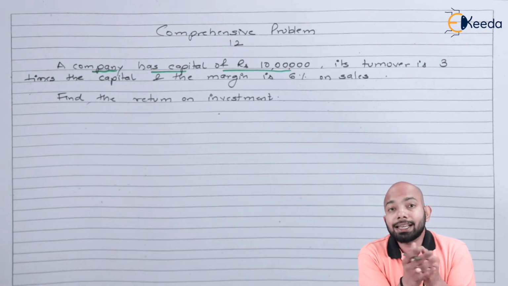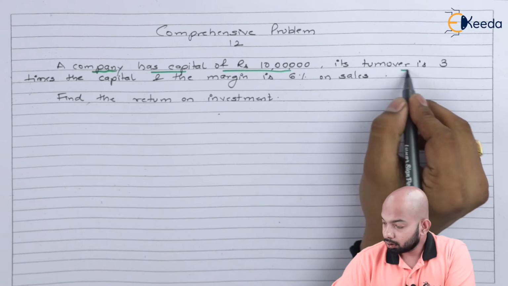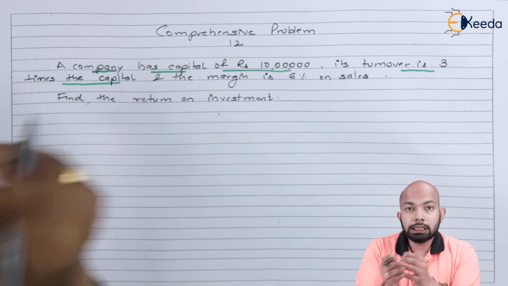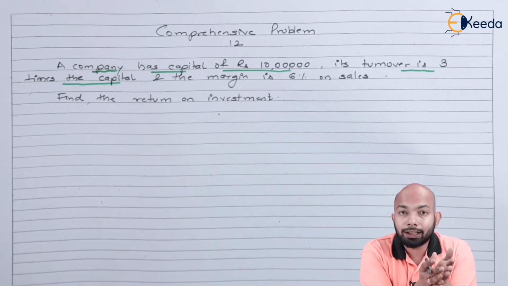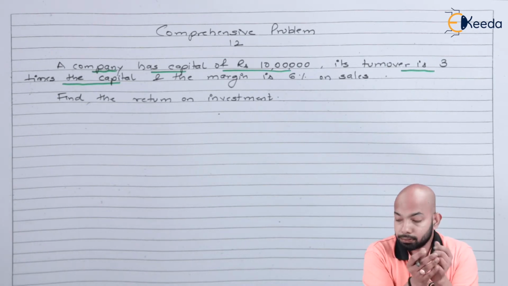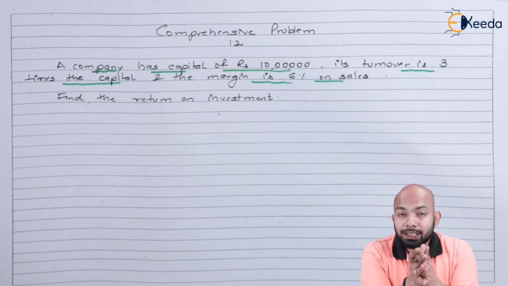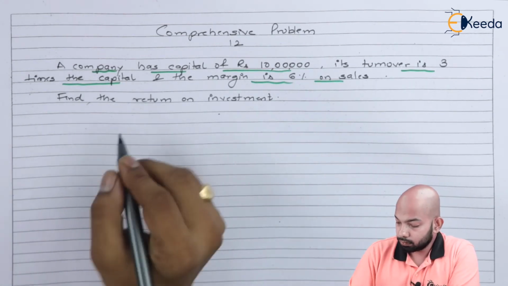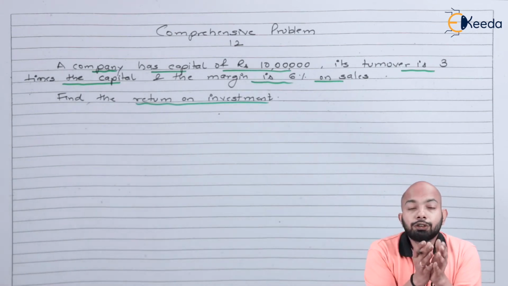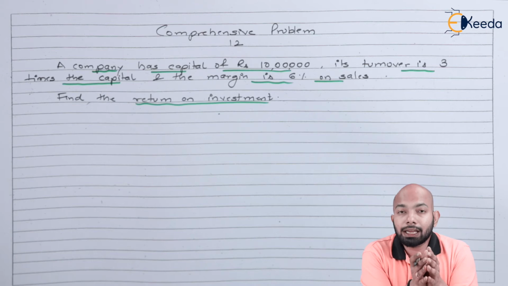It states that the company has a capital of 10 lakhs as mentioned in the question. Its turnover is 3 times the capital. That means turnover ratio will be somewhere involved in this question. The margin on sale is 6%. We have to find the return on investment. Now this is the second category of question that we had, that means the return on investment type of problems. So let's try and solve this one.